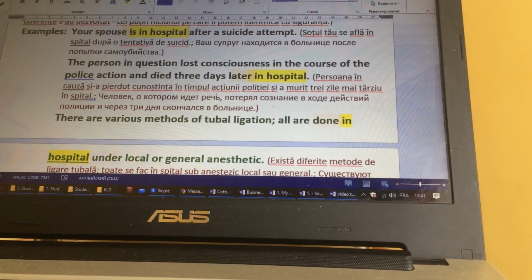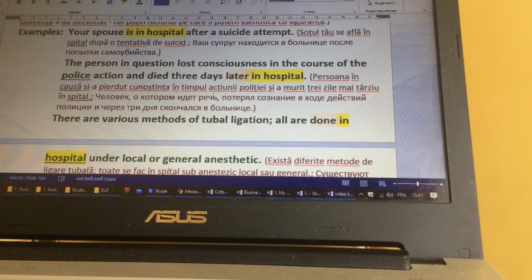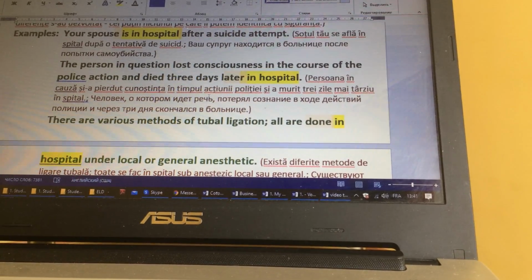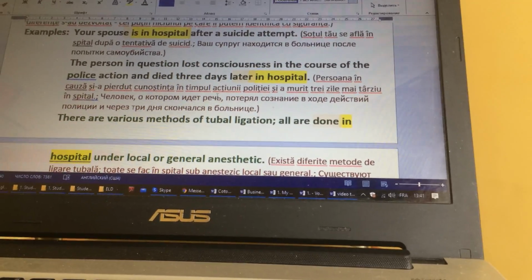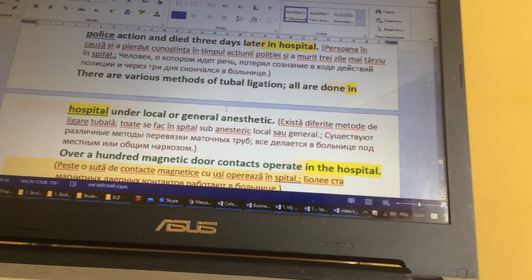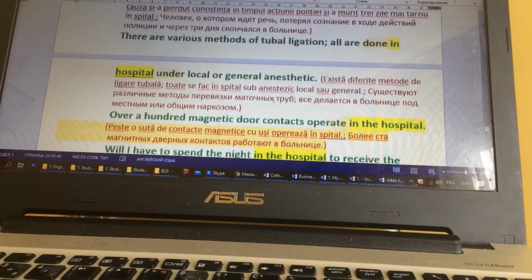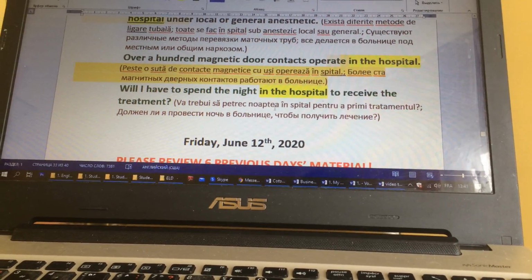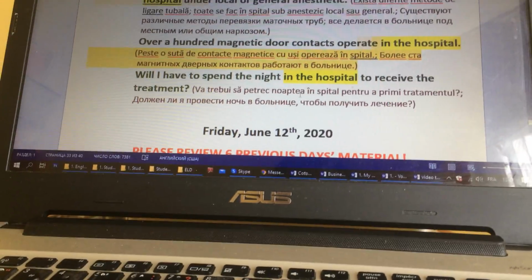There are various methods of tubal ligation, which are all done in the hospital under local or general anesthetic. Over 100 magnetic door contacts operate in the hospital. Will I have to spend the night in the hospital to receive the treatment?